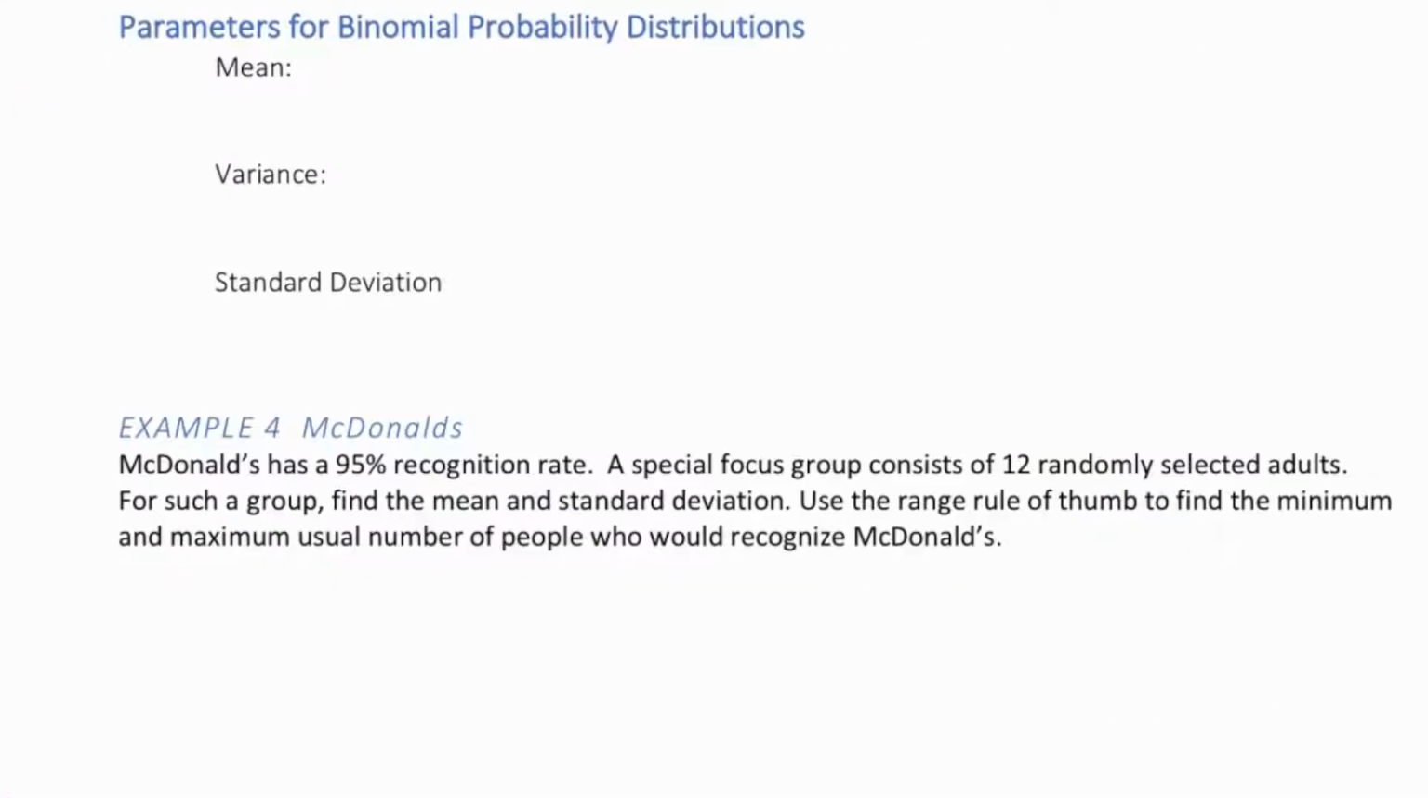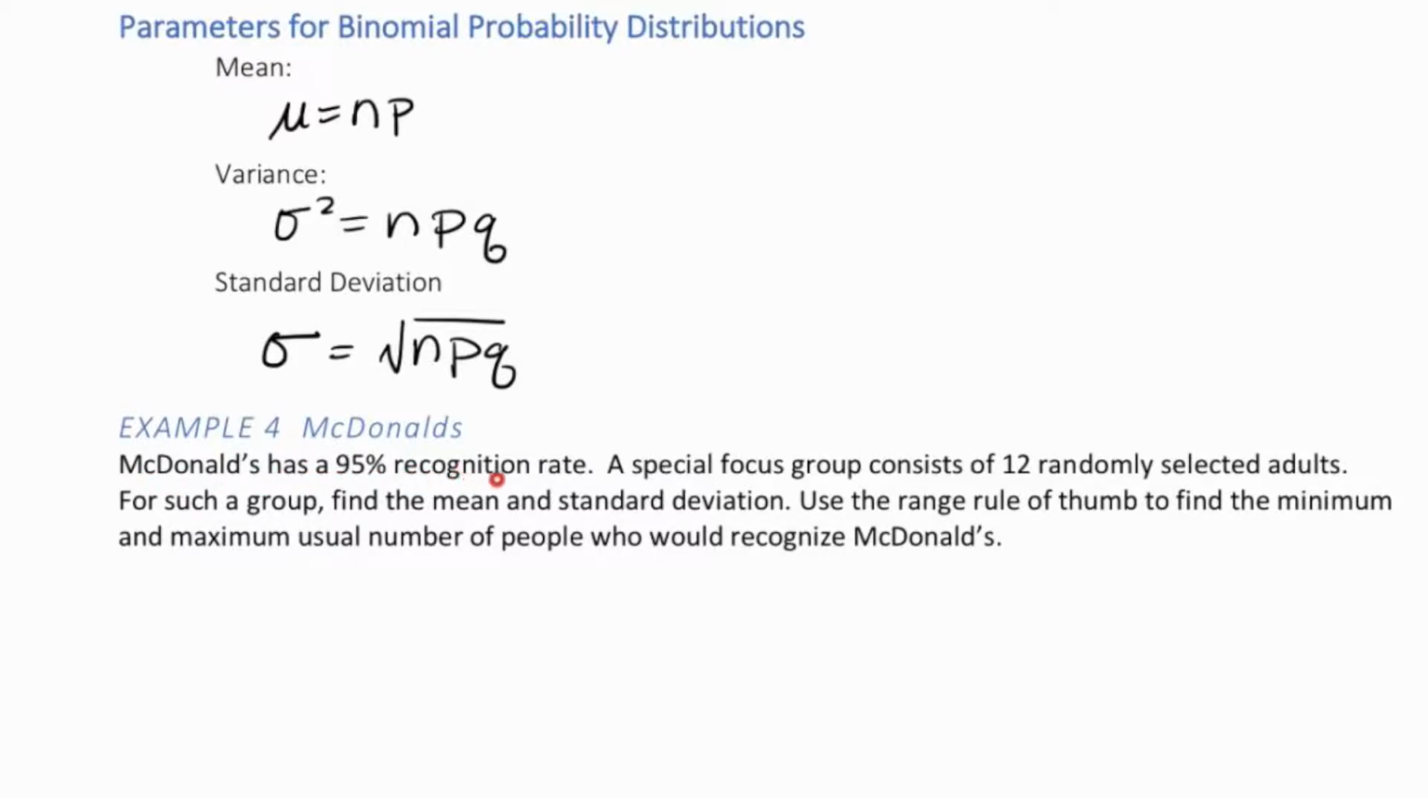Let's move on. Parameters for binomial probability distributions. So these are some of the easiest formulas to remember in statistics. Now we can use the standard deviation to help us identify significantly high or significantly low values.